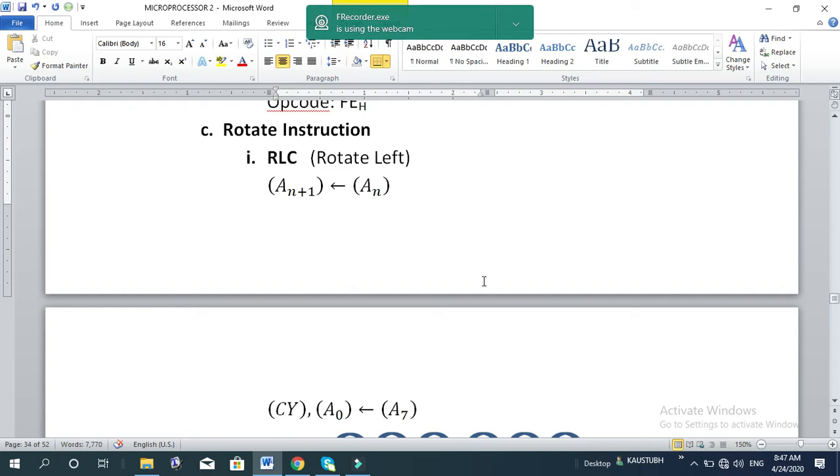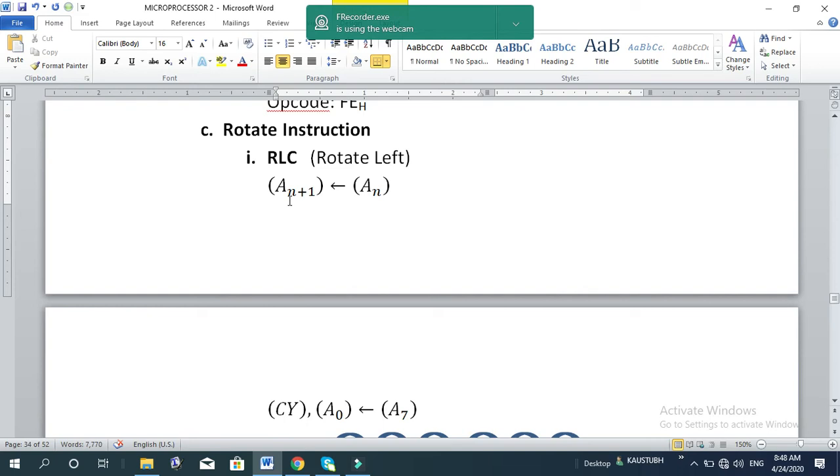This is the pictorial representation of the shifting. As I mentioned, the rotating instruction is performed on the content of the accumulator, so the data has to be in the accumulator. Suppose this is your 8-bit accumulator. The bit positions are A7, A6, A5, A4, A3, A2, A1, A0. A0 is your LSB, least significant bit, and A7 is your most significant bit.